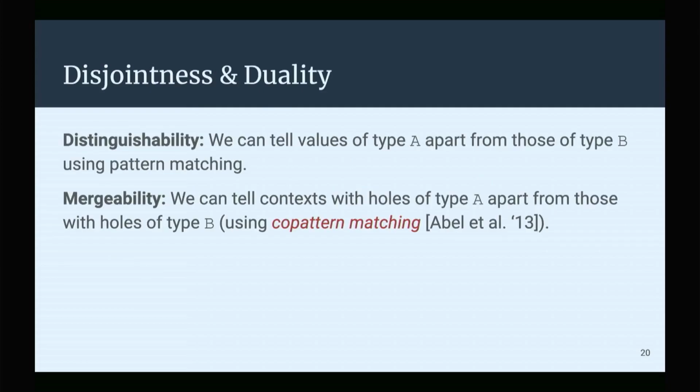So it turns out that these two relations that we just described are dual to one another. Like I just said, we call two types distinguishable when we can distinguish their values using pattern matching. Interestingly, there's a dual view on mergeability, which says that two types should be mergeable when we can tell their contexts apart, given that one of the contexts has a hole of type A and the other has a hole of type B. And in the paper, we really push this duality to the limit, and we show that this sort of corresponds to co-pattern matching.